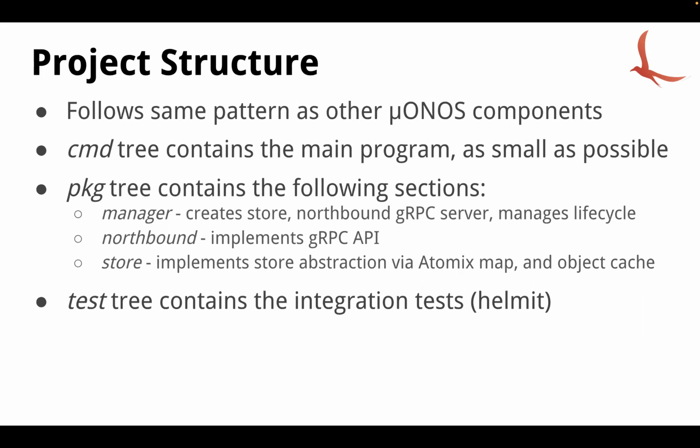Principally, we have the store that implements the store abstraction and also implements the object cache. Then we have a very small northbound, which just implements the northbound API, and then we have a manager, which is kind of the main entry point for the small main program to orchestrate all of this, to create the store, start up the northbound server, register the service, and manage the lifecycle. It's very, very simple. It's actually not that much code in onos-topo.